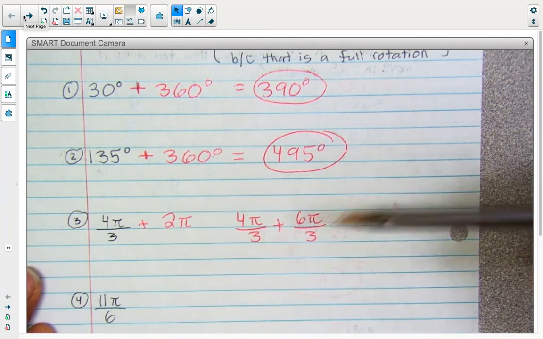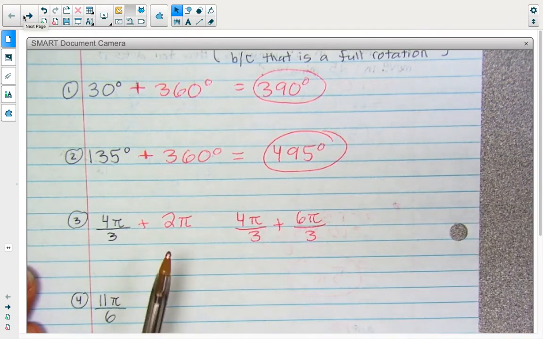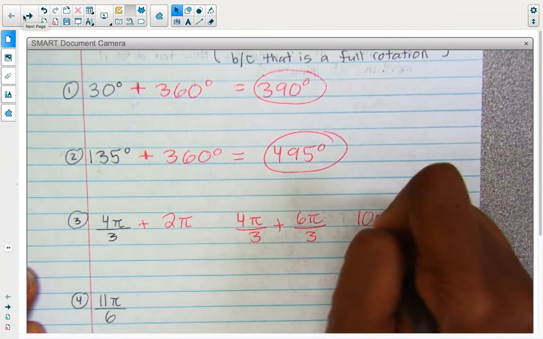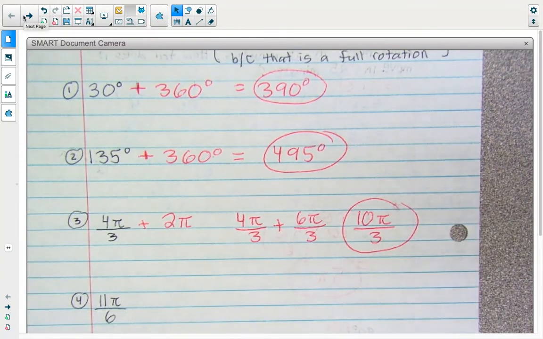How do I know that? Because 6 divided by 3 will give me this 2 back, and I'm looking for how many thirds are in 2, and there's 6 of them. So when I add this together, it's going to give me 10 pi over 3. So 10 pi over 3 is coterminal to 4 pi over 3. I went an additional rotation around my circle.